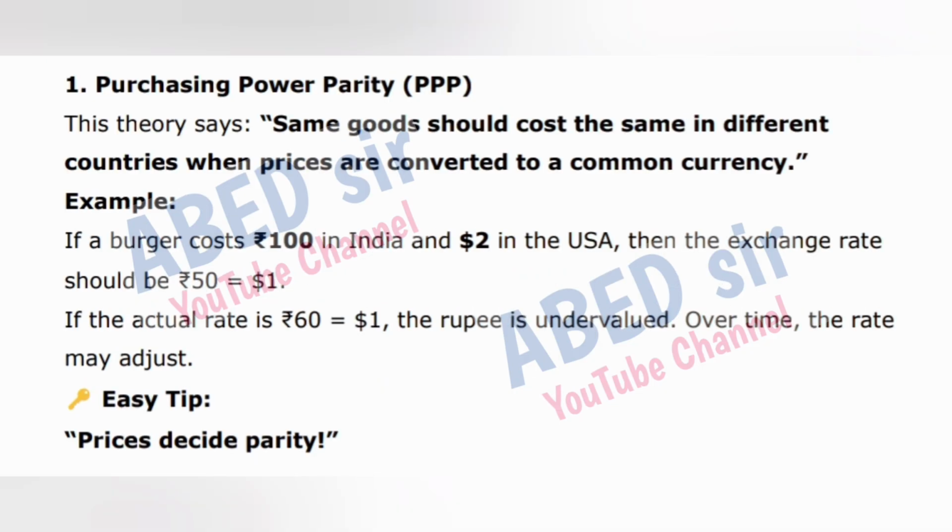1. Purchasing power parity, PPP. This theory says the same goods should cost the same in different countries when prices are converted to a common currency. Example. If a burger costs 100 rupees in India and $2 in the USA, then the exchange rate should be 50 rupees is equal to $1. If the actual rate is 60 rupees is equal to $1, the rupee is undervalued. Over time, the rate may adjust. Easy tip. Prices decide parity.